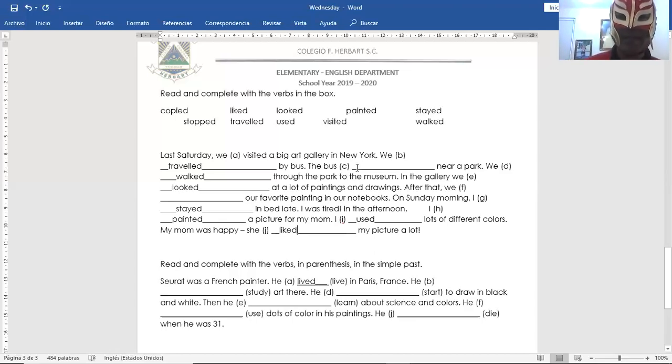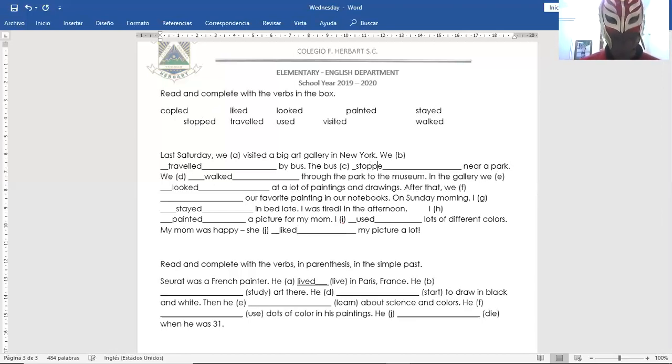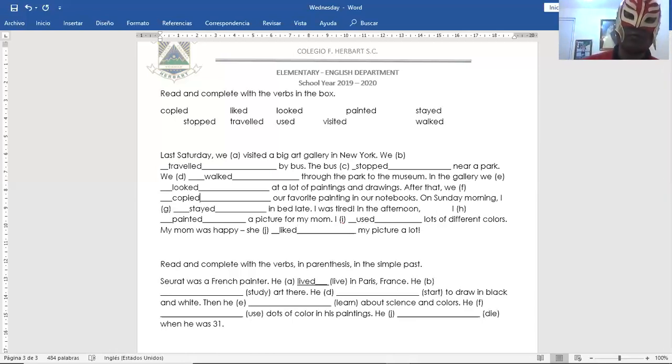Letter C. The bus stopped. Remember that we had two options, stopped or stayed. We only have stopped now. So in this case, the bus stopped near a park. El autobús se paró cerca de un parque. Okay. The next one is letter F. After that, we copied. Copiamos. We copied our favorite painting in our notebooks, okay?